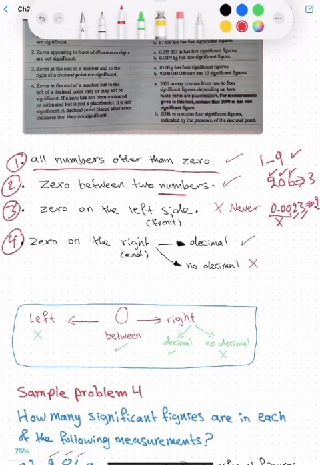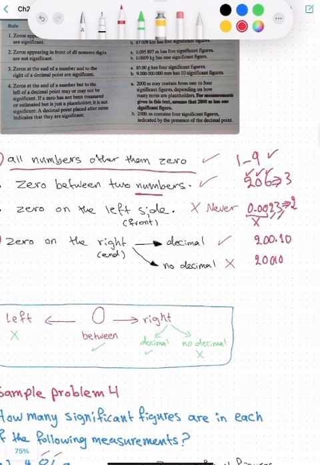Number 4, 0 on your right, we have 2 possibilities. If you have the decimal, it will be significant. If you do not have the decimal, it's not significant. Let's say we have 200.10 and we have 20,010. Okay, what's the difference between these two numbers? Here we have the decimal, here we do not have the decimal. So here these numbers are significant. 2 zeros between two numbers, significant. Now we have the 0, we have a problem. Do we have the decimal?